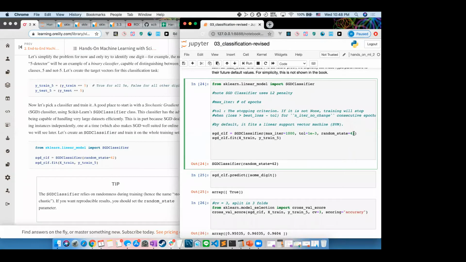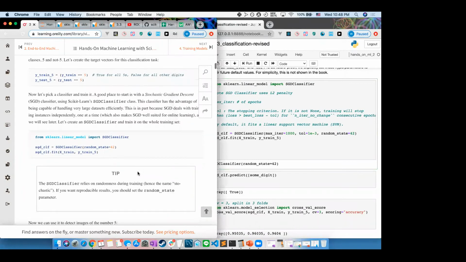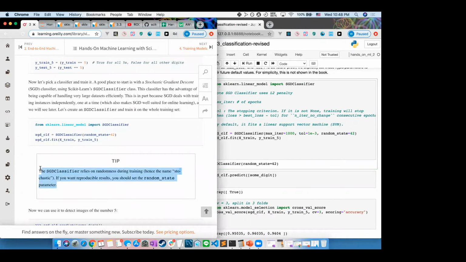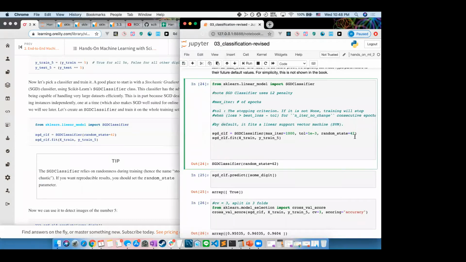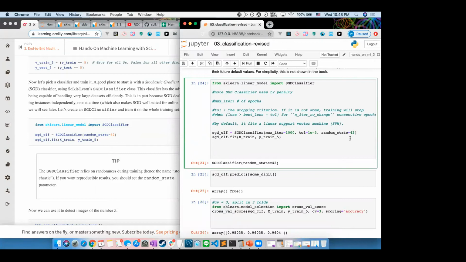Cool, and the reason why we set 42 as the random state, which he will explain right here, is that the SGD classifier relies on randomness during training, hence the name stochastic, and stochastic just means random. If you want reproducible results, you should set the random state parameter. In this case, we're setting it as 42, but you can set any number you want, as long as you set a number.